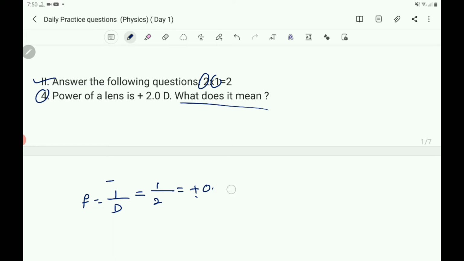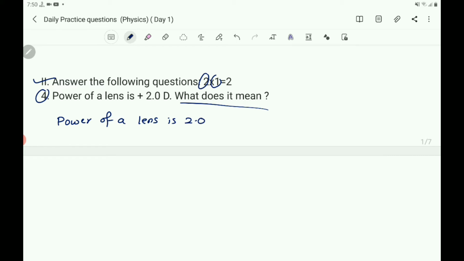So let us write that power of a lens is 2.0 D.